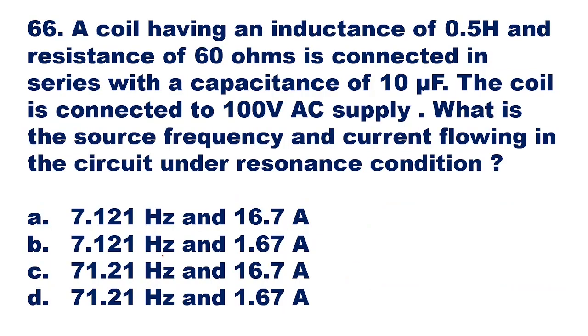A coil having an inductance of 0.5 henries and a resistance of 60 ohms is connected in series with a capacitance of 10 microfarad. The coil is connected to a 100-volt AC supply. What is the source frequency and the current flowing in the circuit under resonance? Now this is the problem asked here. So here we have to find the source frequency, that is the frequency of resonance, and then we have to also find the current flowing through the circuit.